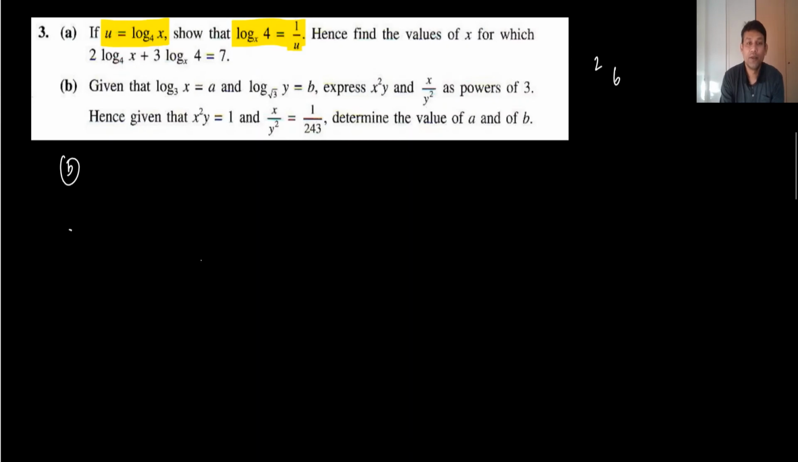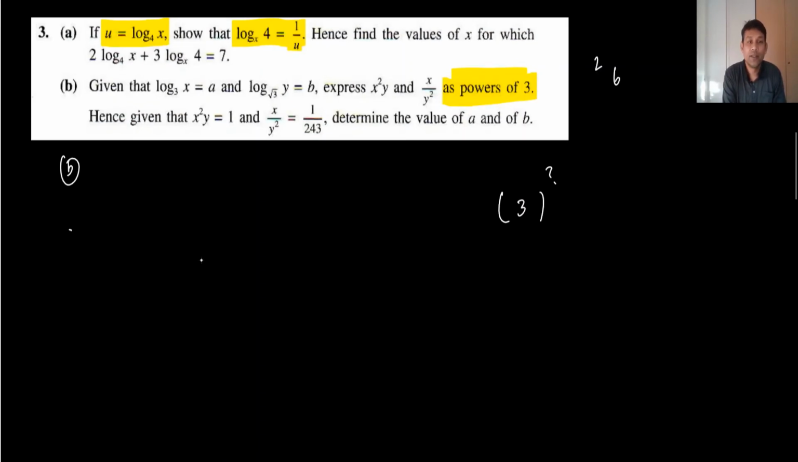And I would like to say one thing: as a power of 3 means 3 should not be here. This is wrong. 3 should be at the base, power something. As a power of 3 means 3 should be the base and the power can be anything. So let's see.